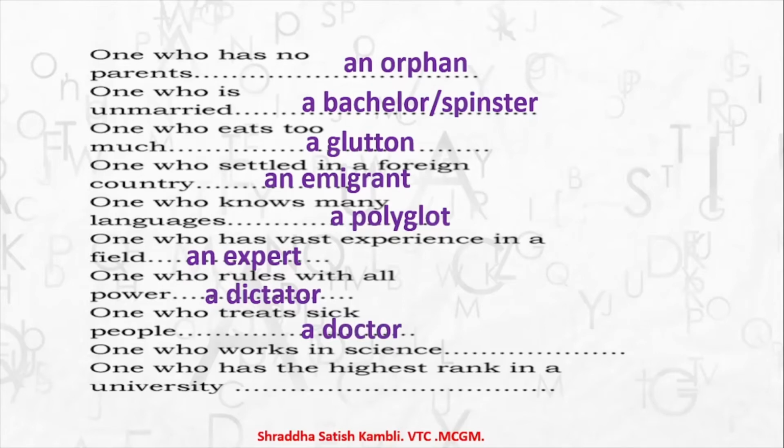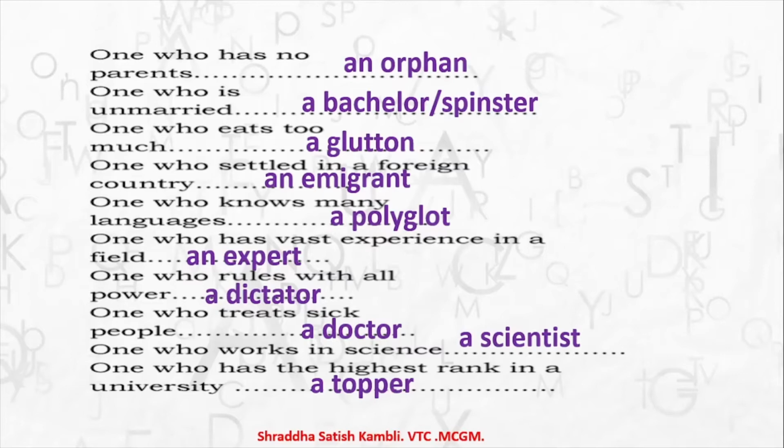Yes, that person is a doctor. One who works in science, which is a person who works in the field of science, he or she is a scientist. And one who has the highest rank in a university, that person is a university topper. Okay, so these are all words which you can use instead of a phrase.